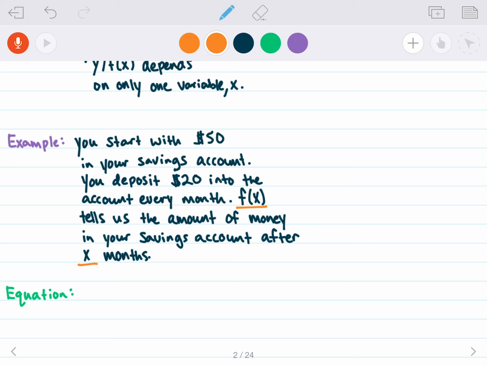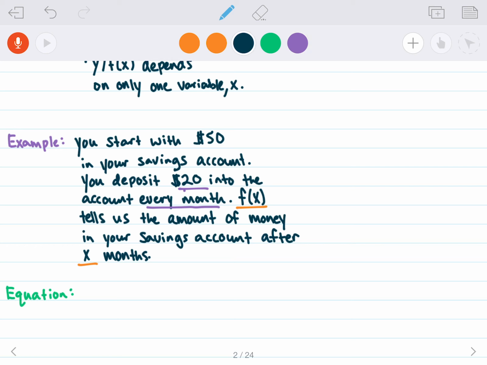So how can we write an equation that represents this situation? Well, this is a linear equation, right? Because what a linear equation means is that after a set amount of time, you're increasing by a set amount or you're decreasing by a set amount. So we know that this is linear because every single month, after every 1 unit of time, an extra $20 is coming in. Okay, so that's what tells us it's linear. A set amount of 20 is coming in each month.